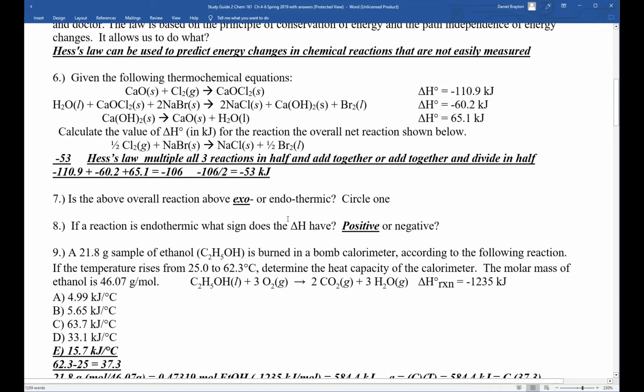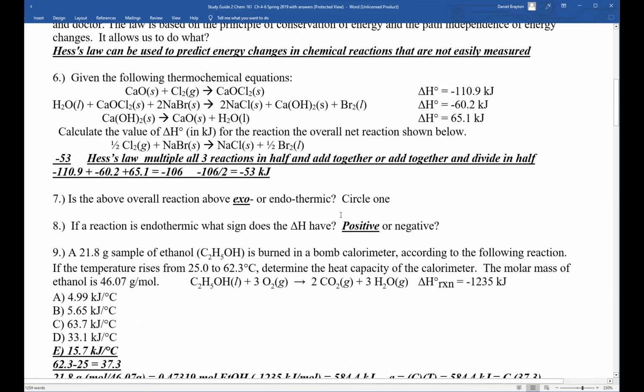All right, then 6 is using it. And so there'll be one of these on the test. This one, since there's 3 reactions, it looks like it might potentially be kind of tricky, but this one turned out to be pretty easy, where you just multiply all 3 by 1/2 and add them together.